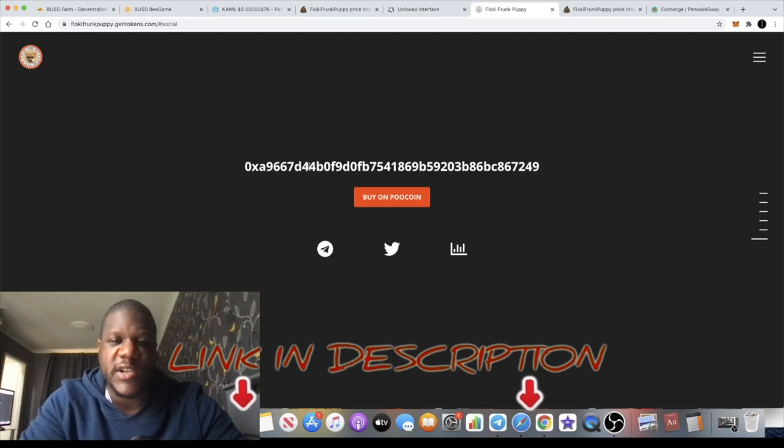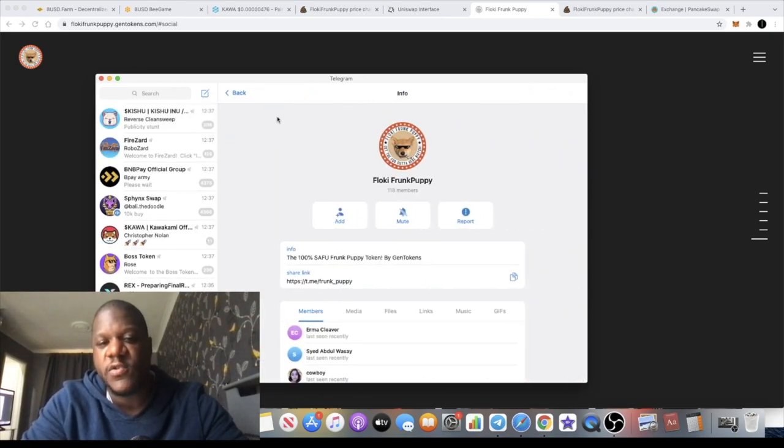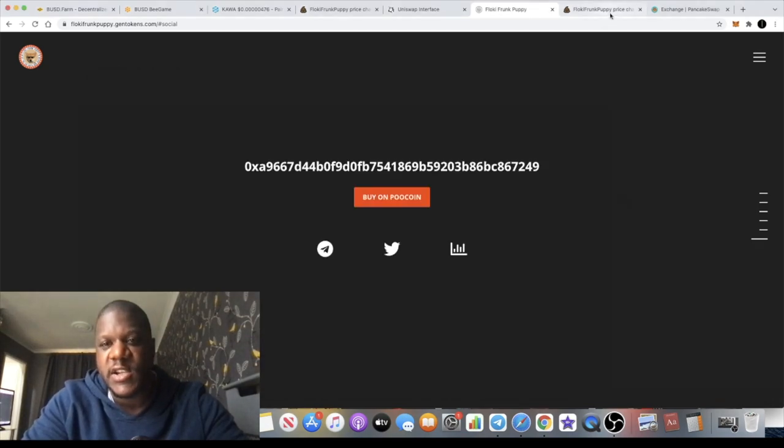So the contract address is right here. There's a link to the Telegram as well. There's not very many members in the Telegram. Like I said, it's a very brand new token. All right guys, only 118 members. I think this was actually launched sometime yesterday.